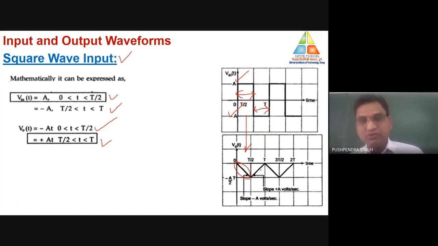This is the total output voltage. Here the value of slope is minus of A. It will move up to minus A by 2 into T. Again, after that, when the signal is minus A, it will move in the positive direction. So which kind of output are we generating? When the signal is a square wave, a triangular wave would be generated. In case of the square wave, the generated output will be a triangular wave.